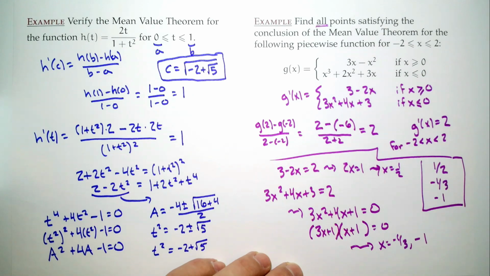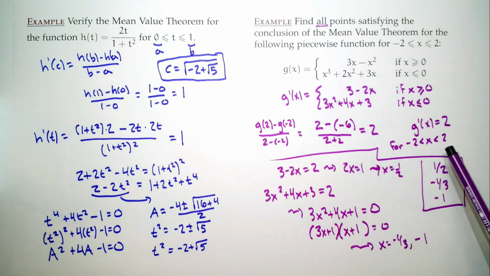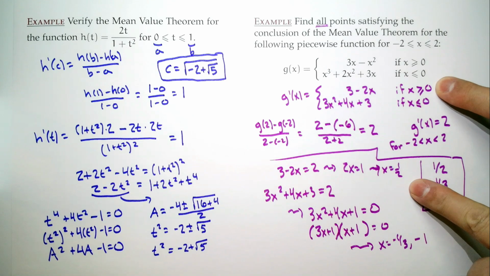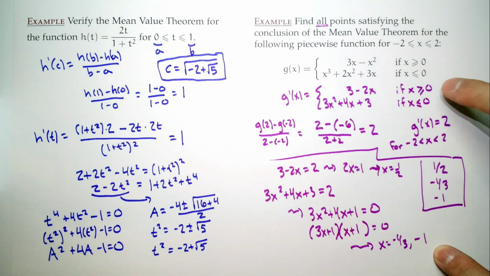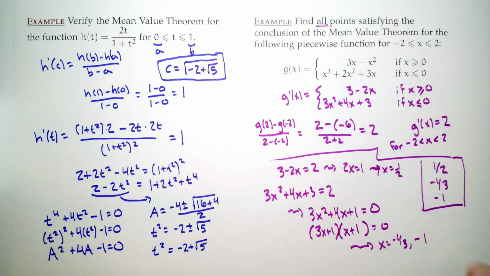Now, there was one thing that we should point out. We got lucky here that didn't get us into trouble. The point 1/2, we said, yes, it's between negative 2 and 2, but what else was important? It had to be in the range where we were applying the rule. The 1/2 came in the range where we were applying the greater than 0 rule. So we got away with it. And these points, negative 1/3 and negative 1, had to be between negative 2 and 2, but also had to apply to the range where we were below 0. So we were good. Always double check to make sure what your range is. So in this case, we have 3 different points which satisfy the conclusion of the mean value theorem.